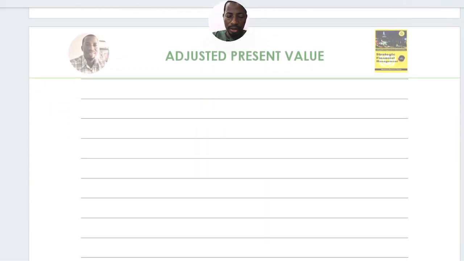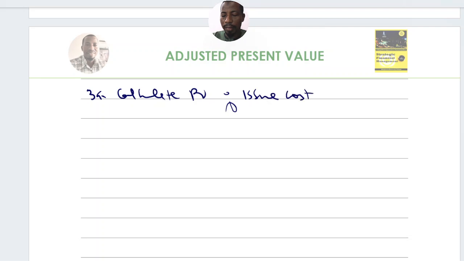Let me call it 3A. So 3A, calculate PV of issue cost. When you want to calculate PV of issue cost, there are three procedures you must consider. But first thing first, what do you understand by issue cost?